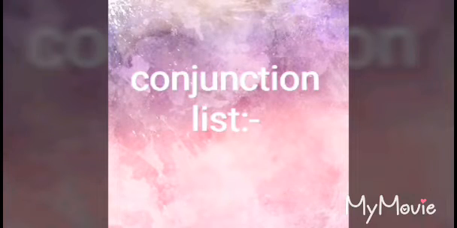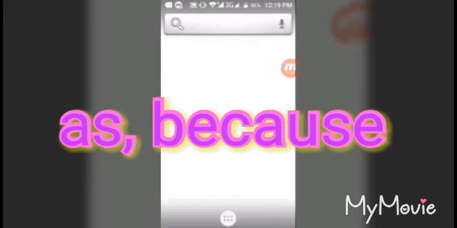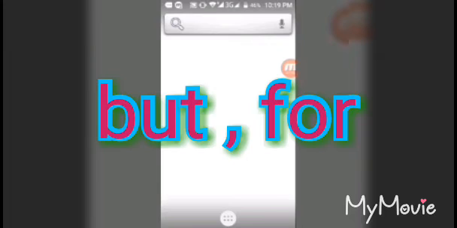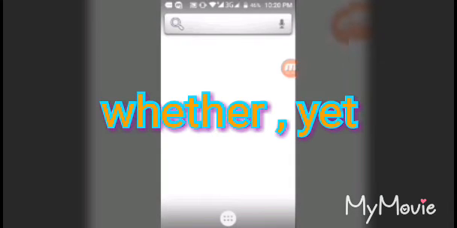Conjunction list. And, as, because, but, for, just as, or, neither, nor, not only, so, whether, yet. These words are used for conjunction.